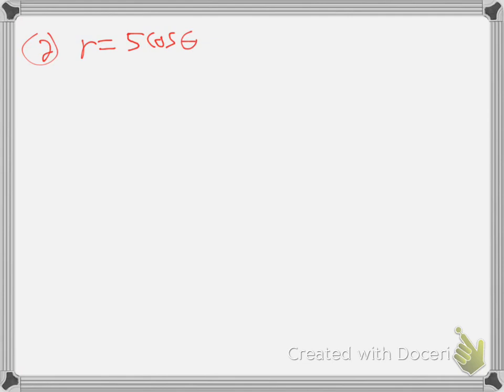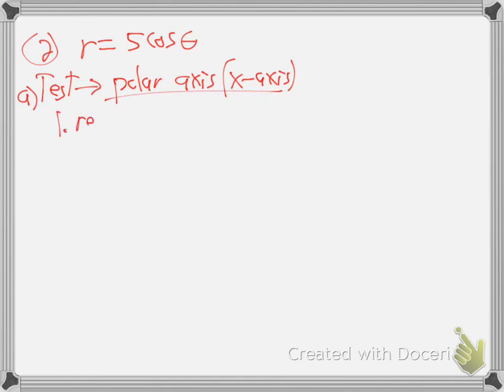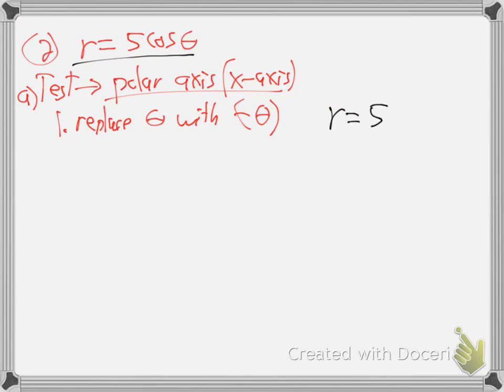All right, so first test. First test is test number 1, part A. It's the polar axis, which is basically the x-axis. So how do we do it? Step 1, replace theta with negative theta. Okay, so let's take that equation right here, and let's replace theta with negative theta. R equals 5 cosine negative theta. We good so far? I just took it and stuck negative theta in for theta.